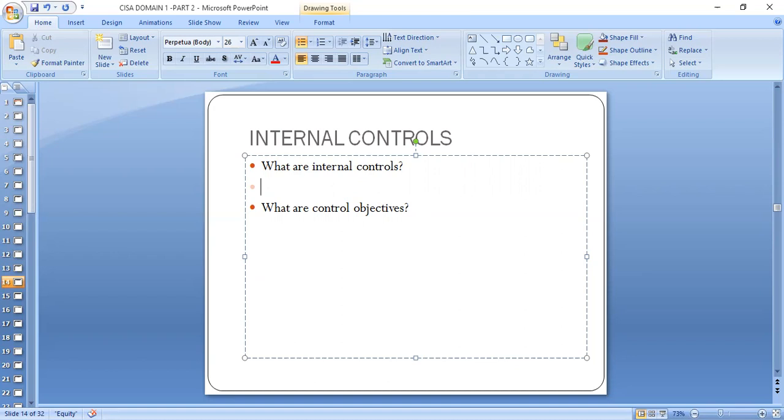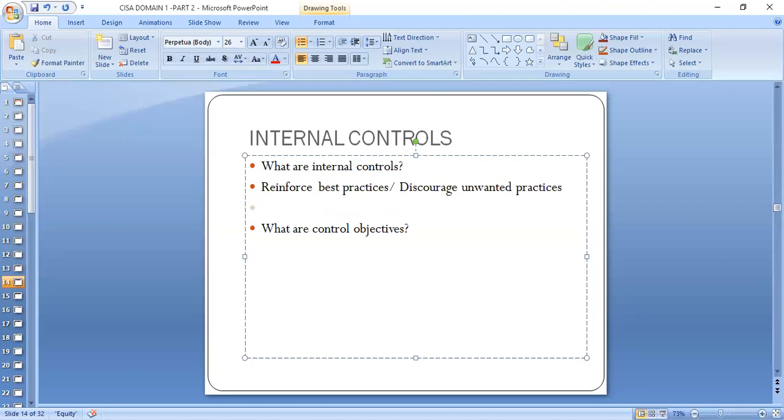Internal controls help us reinforce best practices and discourage unwanted practices or behavior. That is what internal controls do in an organization. Reinforce best practices, discourage unwanted practices. And you should take note of this.